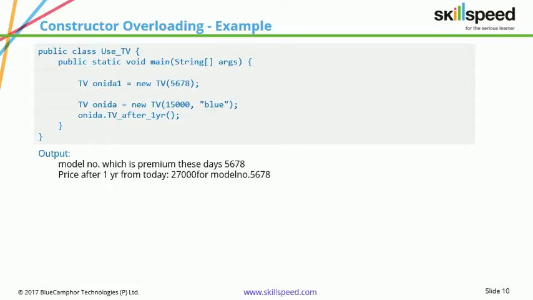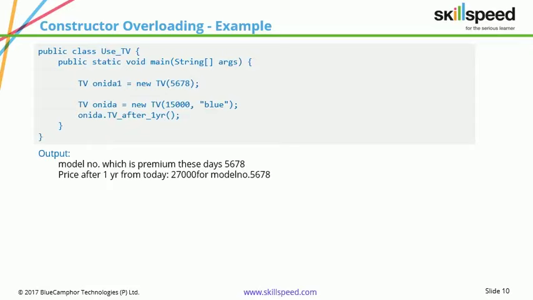Why are we able to retain the model number when I passed the 5678 as a value for the model number? Because it is a static variable, and static variable values will not change based on the objects. So the 5678 model number is retained in the same variable for different objects.